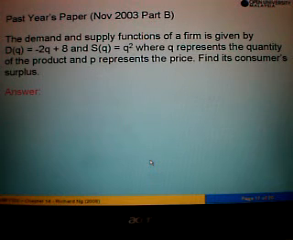Okay, let's look at the sample question here, taken from November 2003, part B. So we are given the demand and supply functions of a firm, D equals negative 2Q plus 8 and S equals Q square, where Q represents the quantity of the product and P represents the price. So we are asked to find its consumer surplus.